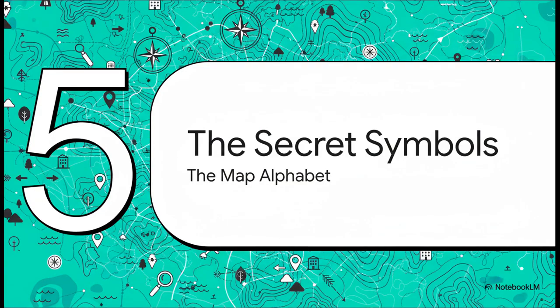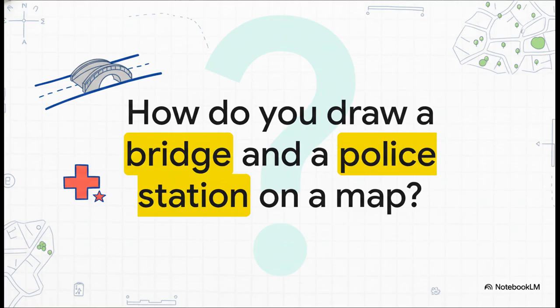All right, we've nailed distance and direction. Now for what I think is the most creative part of map language: the symbols. I mean, really think about it. How would you possibly draw a bridge and a forest and a post office on a tiny piece of a map without it just turning into a jumbled mess? You can't draw everything realistically, so cartographers came up with a really clever solution.